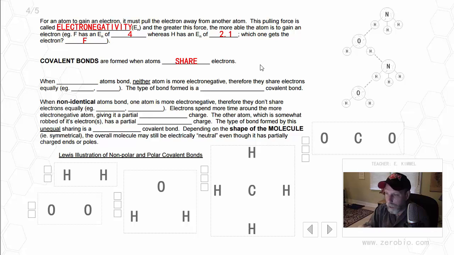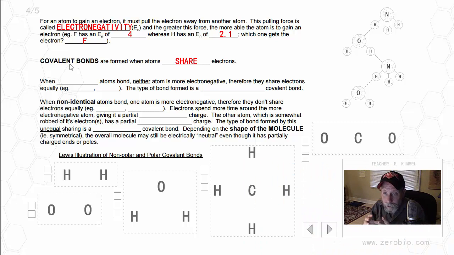They are sharing their outermost electrons. This is important because look at the word, covalent. They're not sharing their innermost electrons. They're sharing their outermost electrons, those valence electrons. Now, there's different types of covalent bonds. When identical atoms bond, neither atom is more electronegative, right? They're identical. Two hydrogens, two chlorines, two oxygens. Neither one is stronger than the other. So they end up sharing the electrons equally.